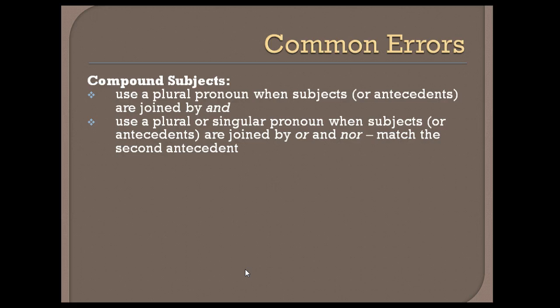Whenever you have a plural pronoun dealing with subjects that are joined by and, that's always your best bet. To rephrase it a little more clearly, when you have two subjects joined by and, one plus something else, unless it's a negative number, one plus something else is going to be more than one. And that's kind of how we define, in terms of grammar, plural.